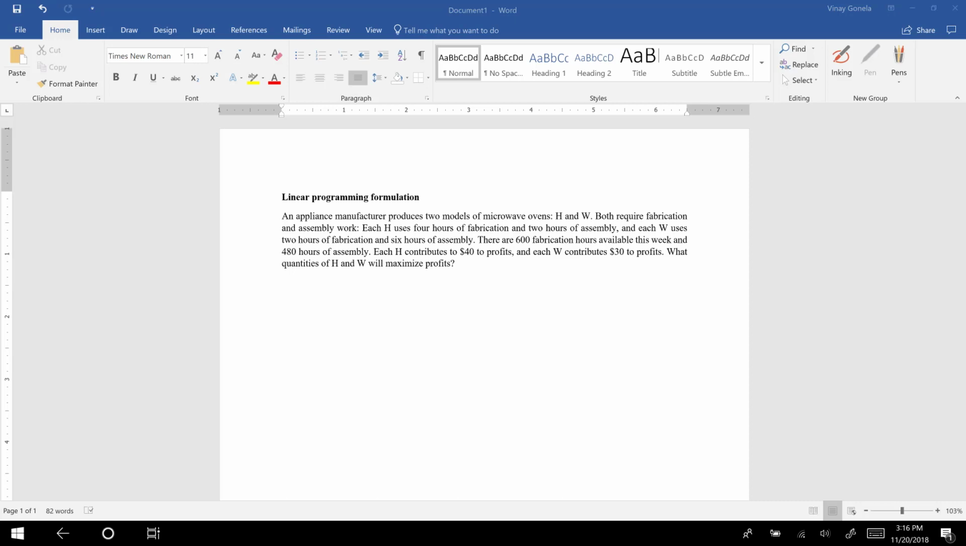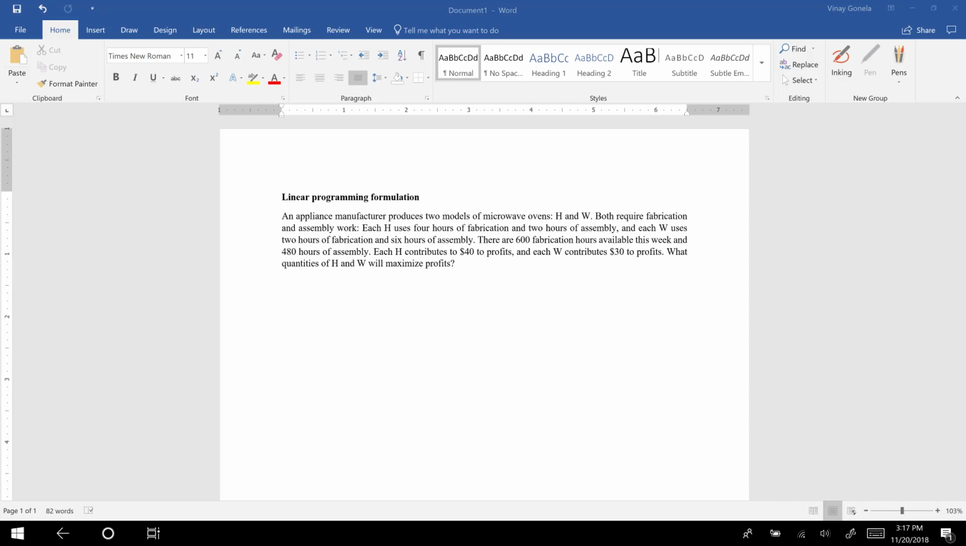The question is, an appliance manufacturer produces two models of microwave ovens, H and W. Both require fabrication and assembly work. Each H uses 4 hours of fabrication and 2 hours of assembly, and each W uses 2 hours of fabrication and 6 hours of assembly. There are 600 fabrication hours available this week and 480 hours of assembly.